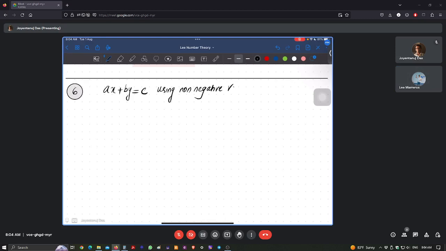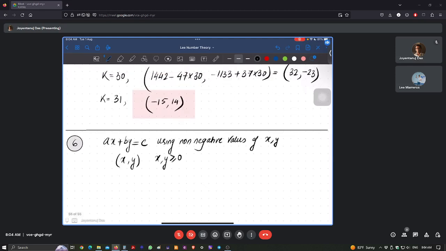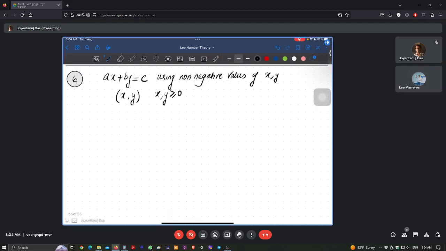Non-negative values of x and y. So the thing is, the solution here, I want both x and y to be greater than or equal to 0, right? Sometimes. So for example, here it is not true, right? One of them is negative and one of them is positive.